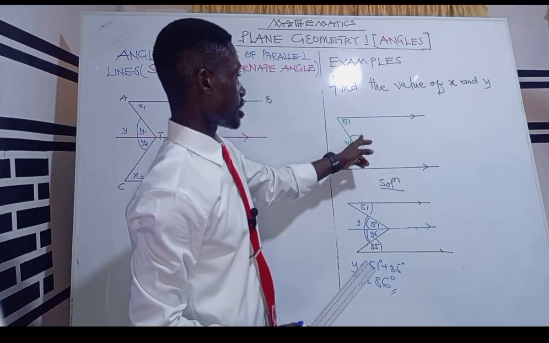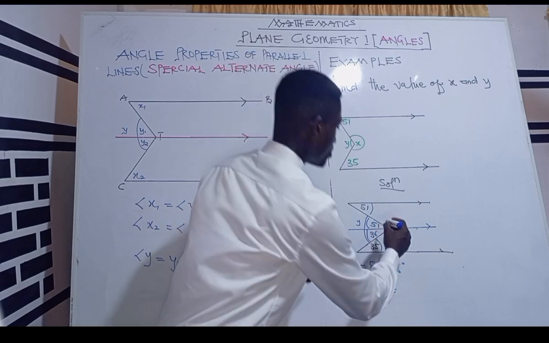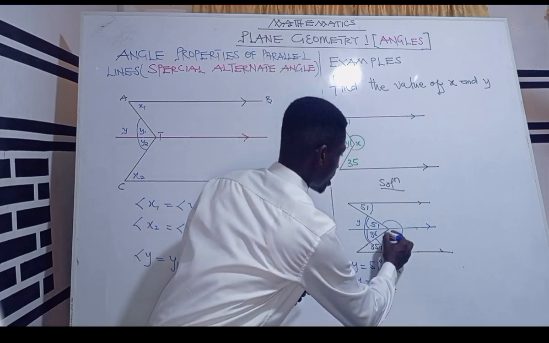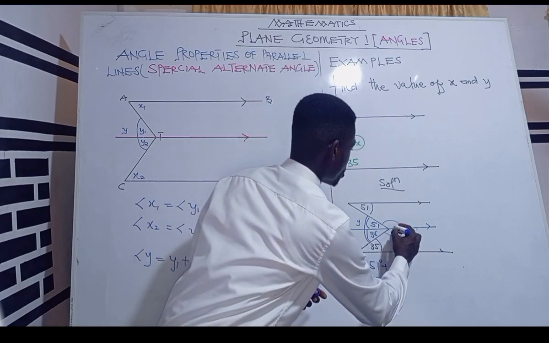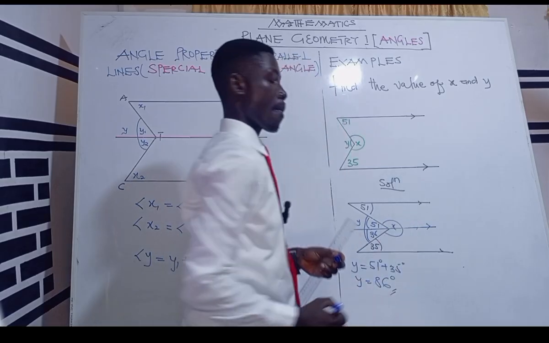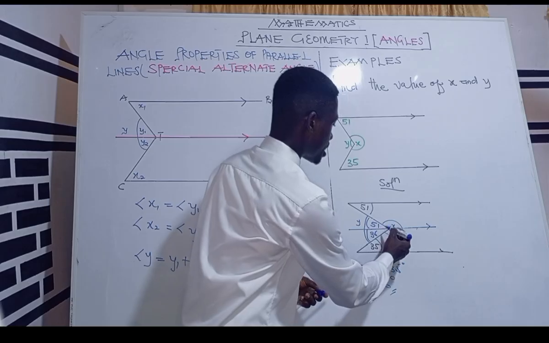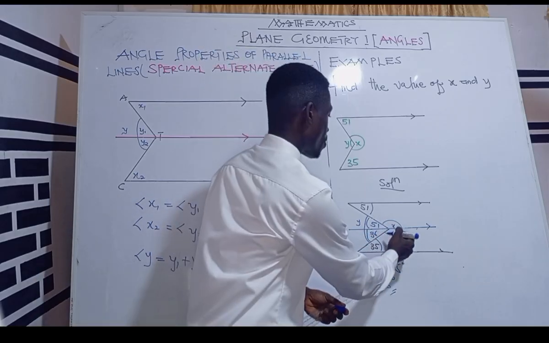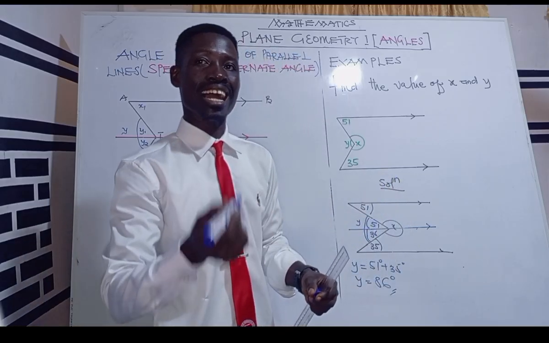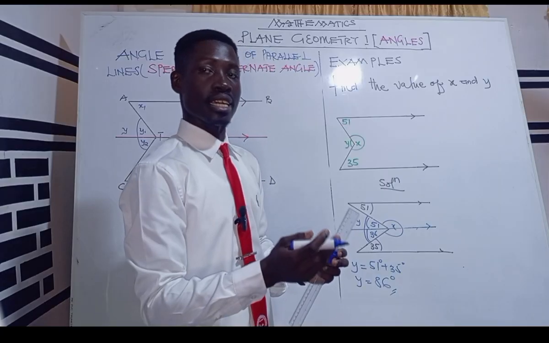So where is x? X is here. Now this angle, the reflex angle, is what we are going to look for. So you can see that drawing an arc here completes this circle. So we are going to use angles at a point, that is a circle.